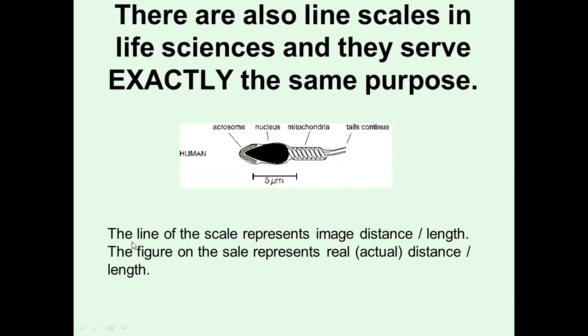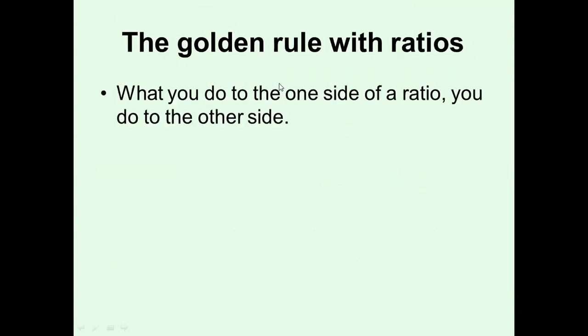So here, for example, there's a little line scale, and it says this distance from there to there, anywhere on this image, represents 5 micrometers. So the figure on the scale represents the real actual distance. So this figure is the real actual distance, and this is the distance on the image. Okay. So we're going to use this like a ratio.